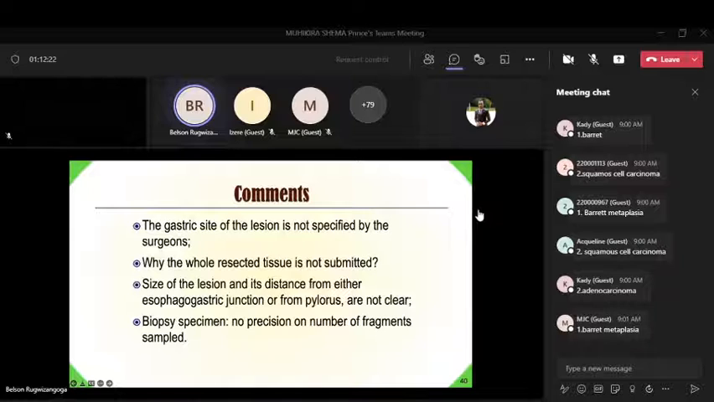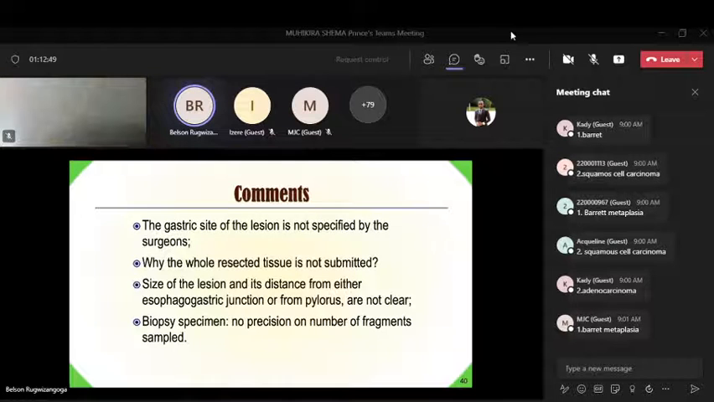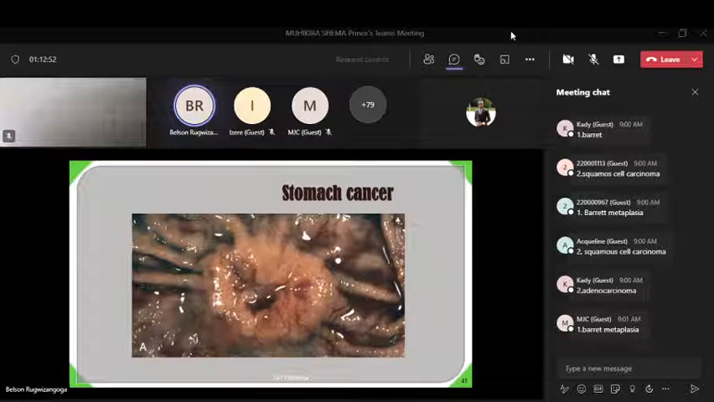The size of the lesion and the distance from the junction, these are margins, and it is not clear. Usually they should say the lesion was maybe 5 centimeters from the distal margin, meaning the gastroduodenal junction, or maybe 20 centimeters from the esophagogastric margin. So these were the comments. This is how the ulcer looks, and also the cancers. Usually it looks like this when it is still very small.